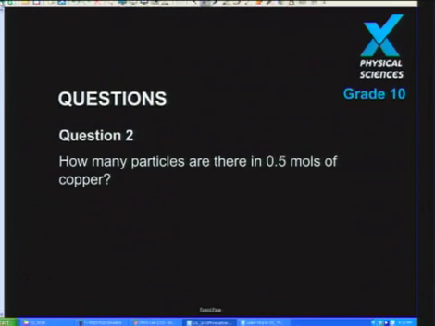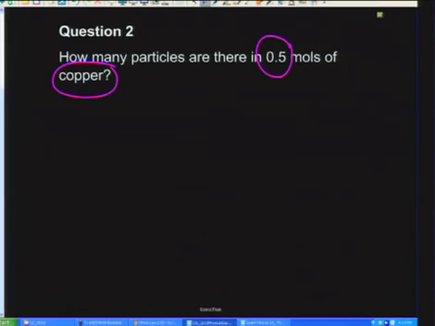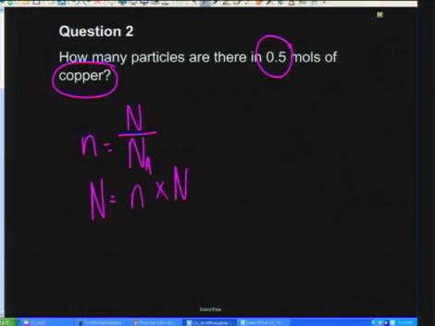Let's try another one. Question 2. How many particles are there in 0.5 moles of copper? So, very similar. Let's work through this again. Number of moles is equal to number of particles in my sample, capital N, over N_A. I'm solving for N, so it's small letter n multiplied by Avogadro's number, and it's going to be 0.5 times 6.022 times 10 to the power of 23.